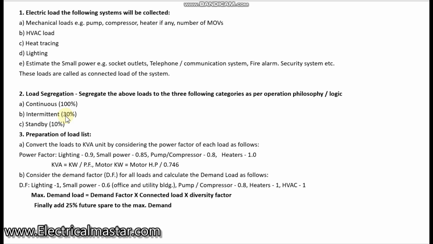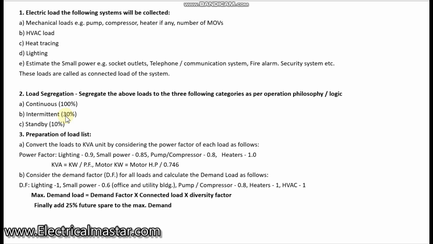Similarly, third is standby. Standby means suppose you have two motors, and only one motor is running at all times. The second one will come into the picture when the first motor fails. So for a standby motor you have to consider only 10% of that motor capacity. That is the load duty factors of connected loads.